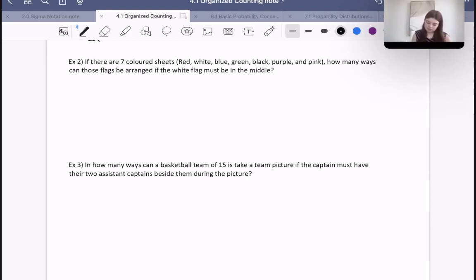So I'm going to write down 7 spaces. 1, 2, 3, 4, 5, 6, 7. But there's a condition here. The condition is the white flag must be in the middle. So we know that this one is definitely the white flag. Okay? So now how many flags are left? We don't have the white flag anymore. We already used it. We just have red, blue, green, black, purple, and pink.